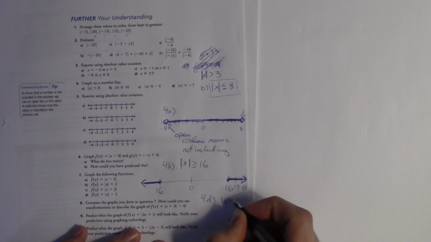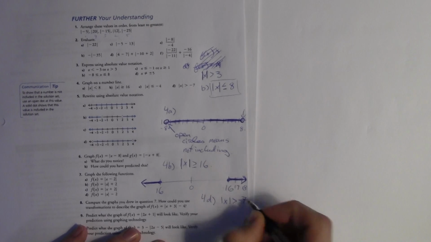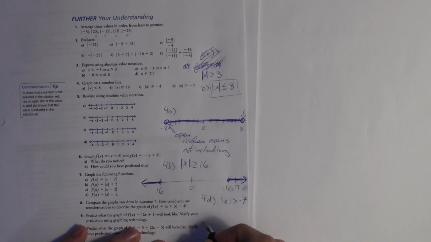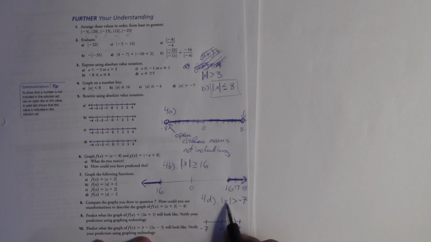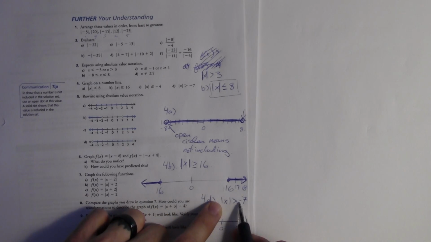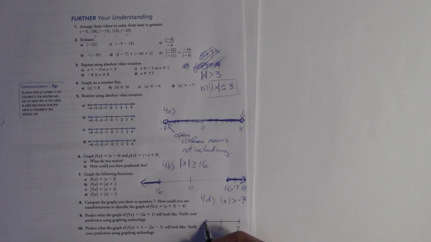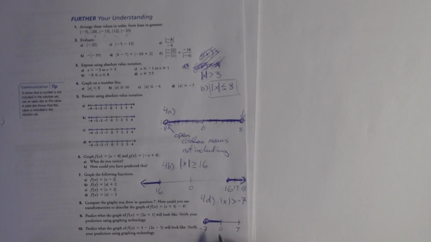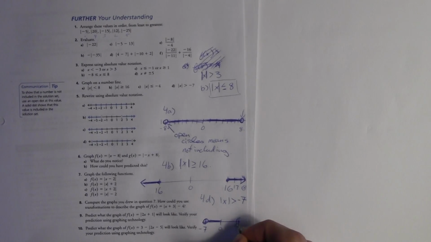The absolute value of x is greater than -7. Okay, so there's 0, there's 7, there's -7. We'll do the positive side first. X has to be greater than -7. So there's -7. I'm going to do an open circle because it's not equal to, and it has to be greater than -7. And now the negative side, it's going to be the same thing.